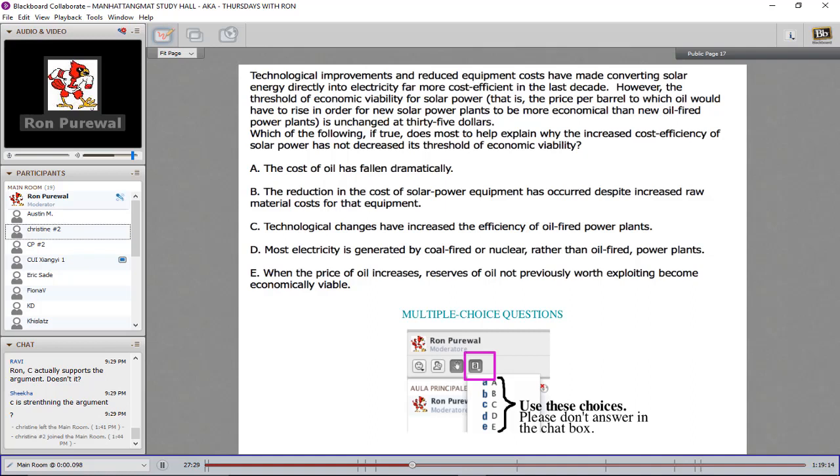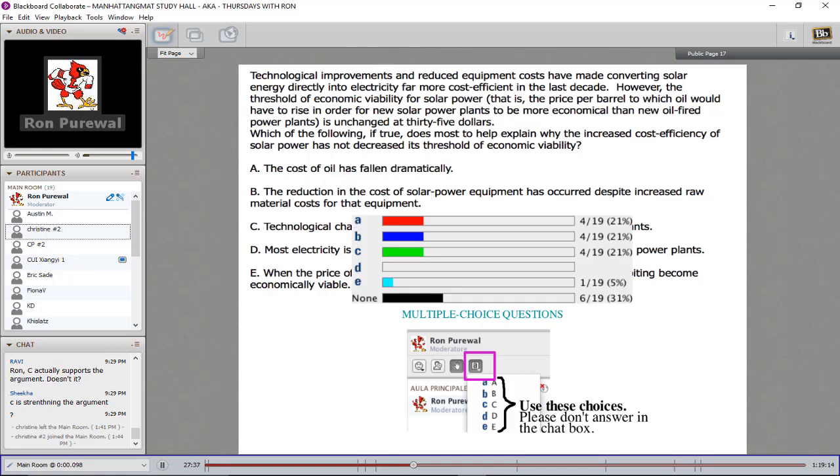Okay, let's talk about it. I don't usually post answer distributions, but this is interesting. I mean, we have got 4 A's, 4 B's, and 4 C's.